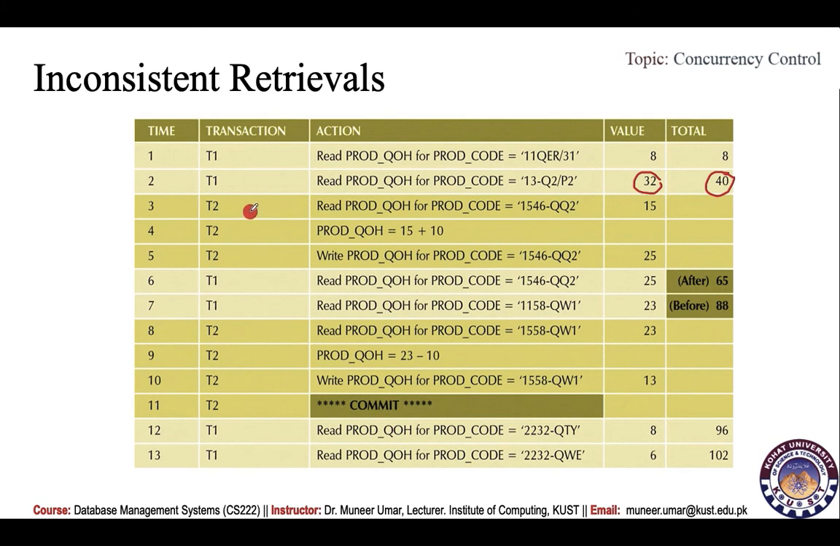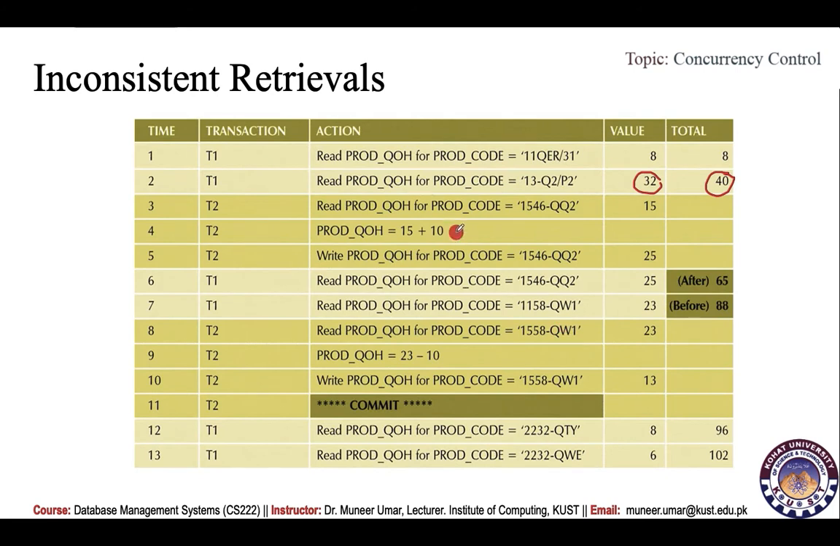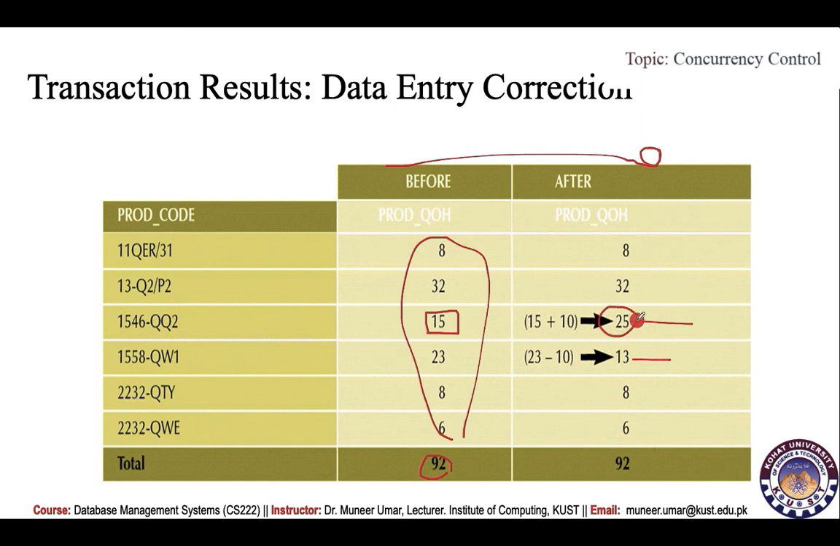After that T2 made some changes to a value in this table. It read this one value and made it 25 by adding 10 due to this statement. T2 writes this 25, the new value, so this value is added in the list. So according to the list, now this one is 25, and T1 read this one and this one till now. This one is also read by T1.